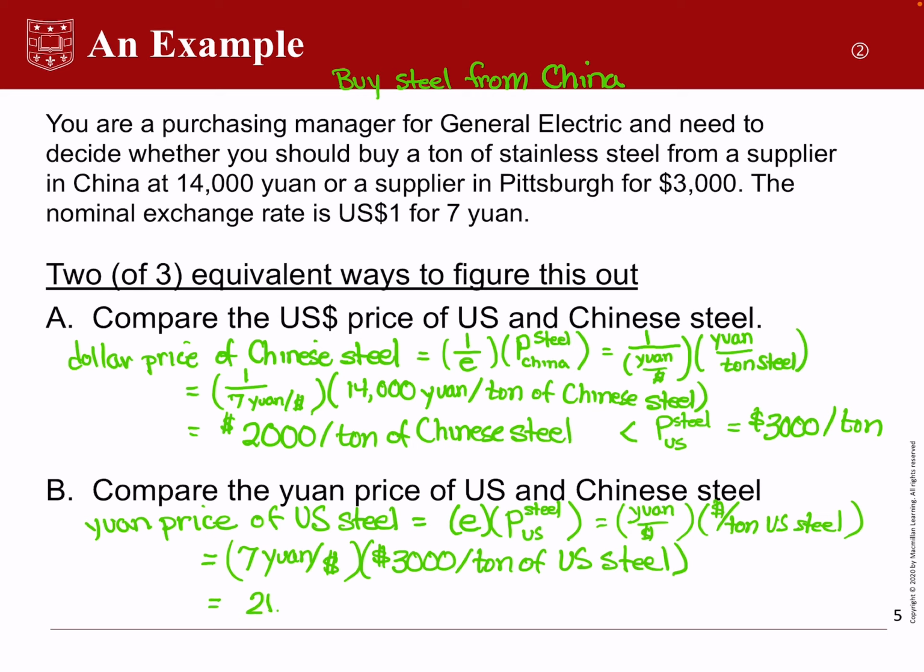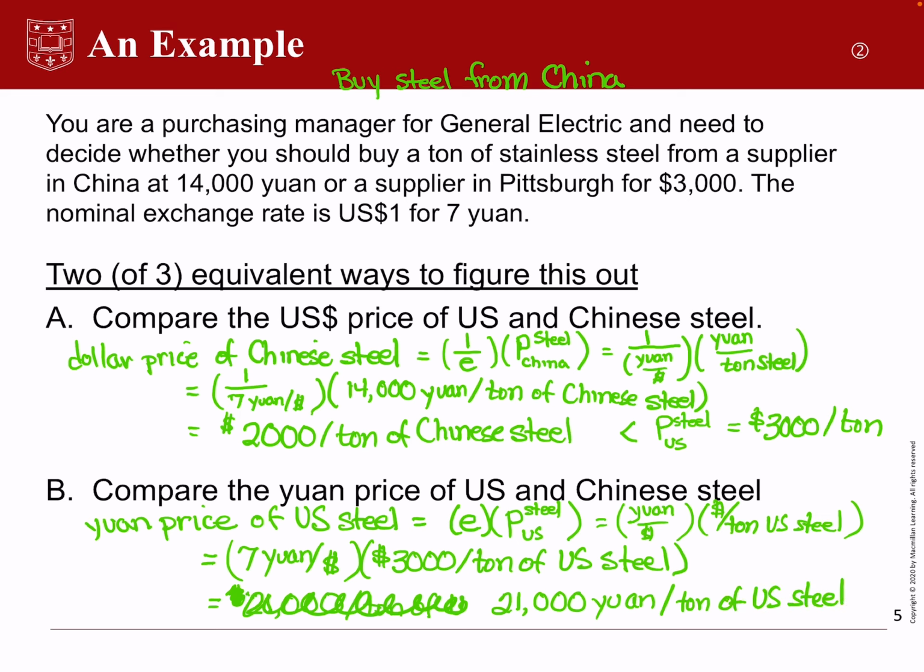This is 21,000 yuan per ton of US steel.